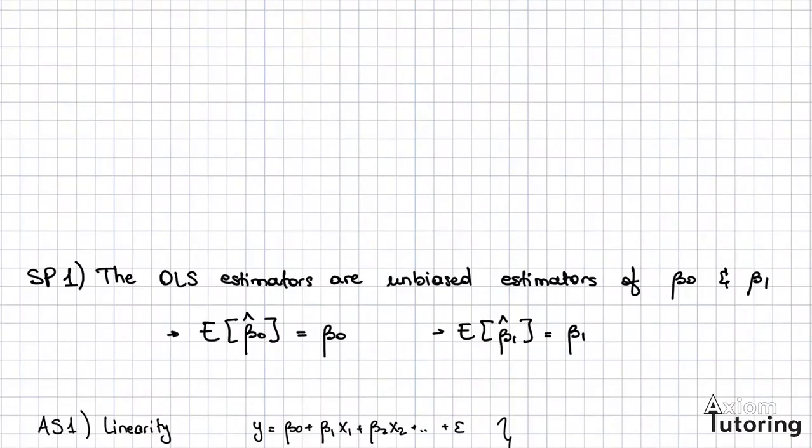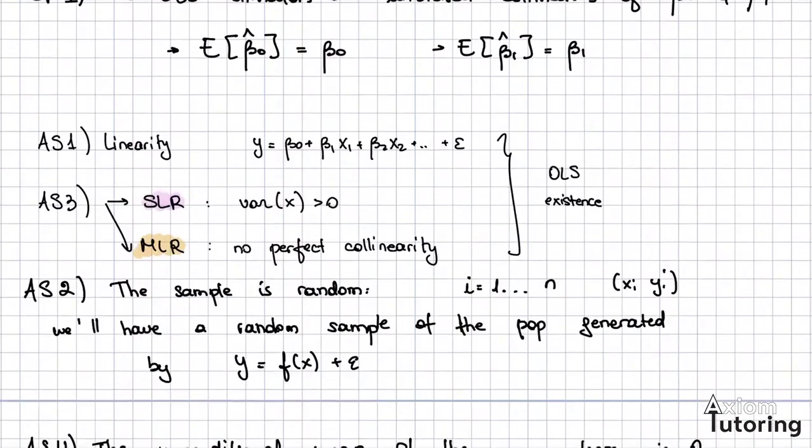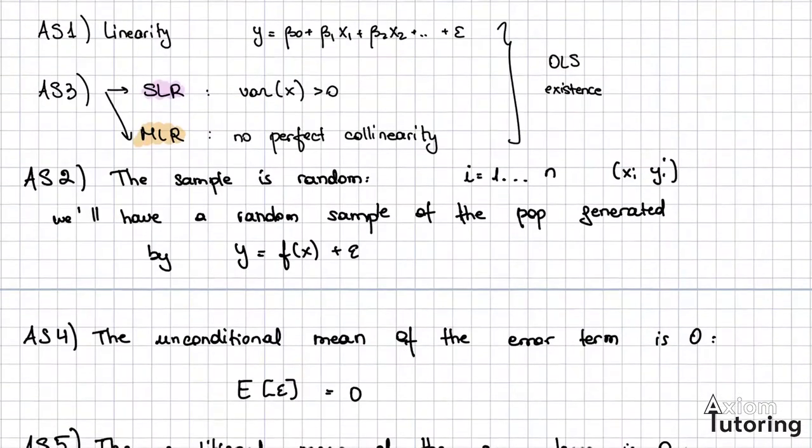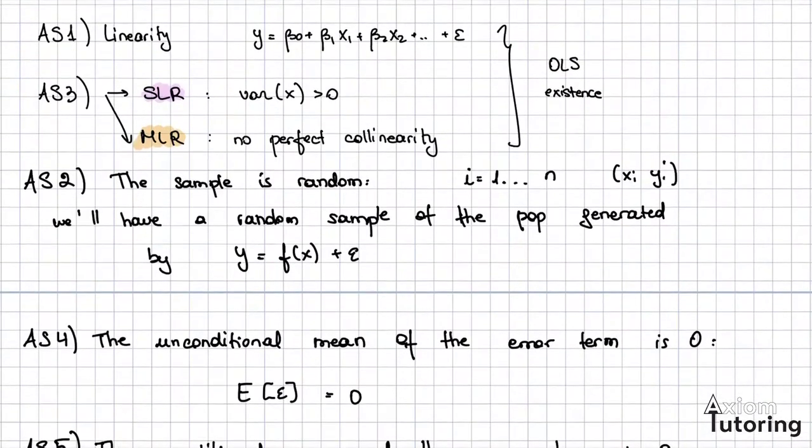As a recap, in order to get to the first statistical property, we needed certain assumptions to be fulfilled. So far, we have mentioned five assumptions: the linearity and the no perfect collinearity, which prove the OLS existence. Assumption 2, the sample is random. Assumption 4, the unconditional mean of the error term is 0. We're still part of setting up the entire environment for us to be able to run an OLS. We also set a small disclaimer about assumption 2, that it might not be reliable for all types of data that we have when we run an OLS, especially with time series.